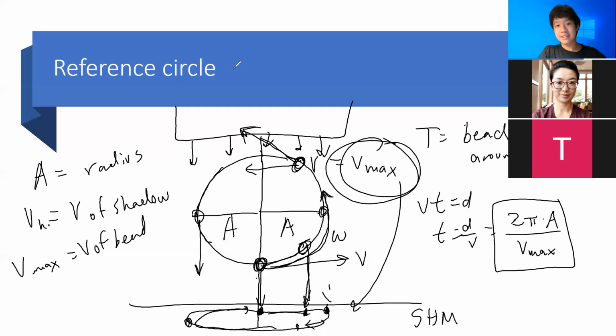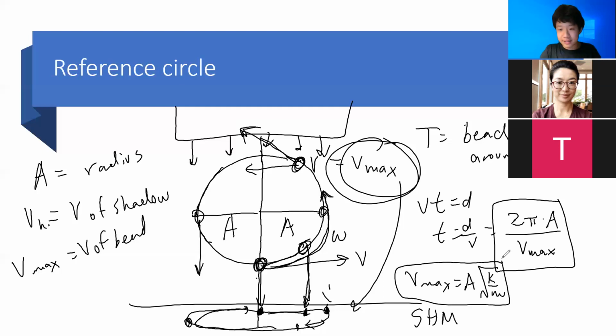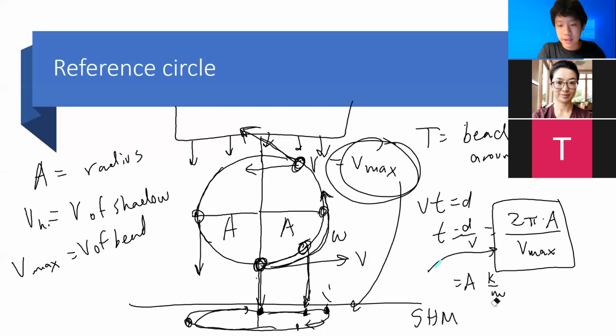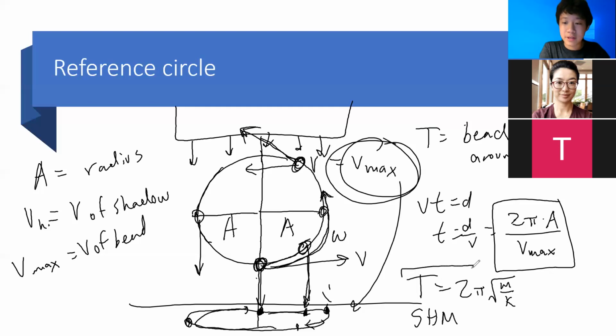But this is not yet in the simplest terms, because we know that V max equals A times the square root of k over m, right? We did this on the last slide. So we can substitute V max in right here. So if we do that, what do we get? If we do that, we're going to get 2 pi square root m over k after some simplifying. And this is the period. This is the second formula you guys should remember here. All right? So the period is equal to 2 pi times the square root of m over k.